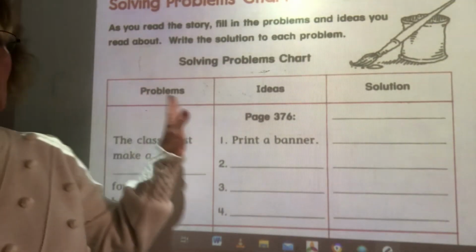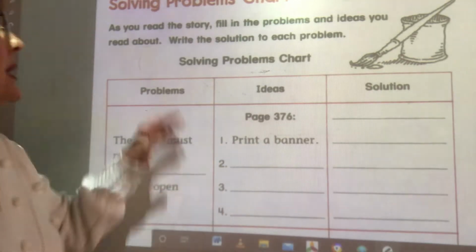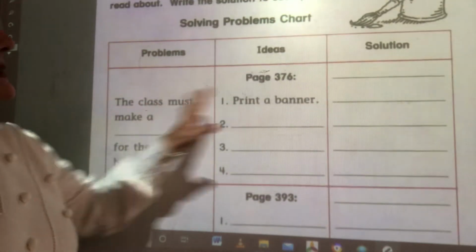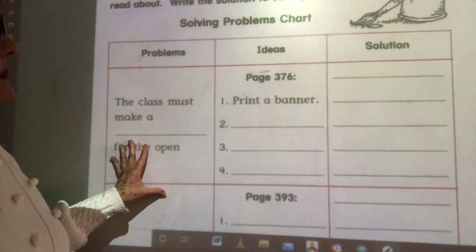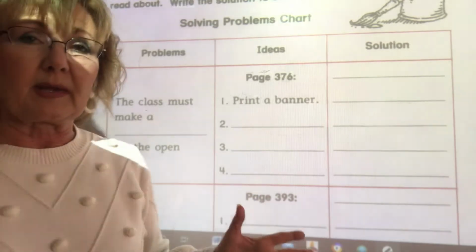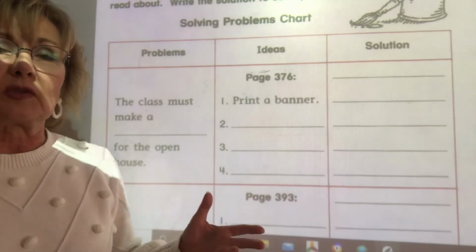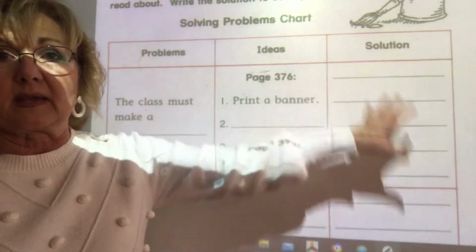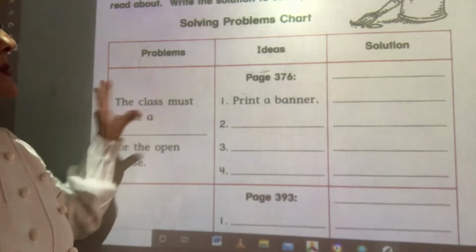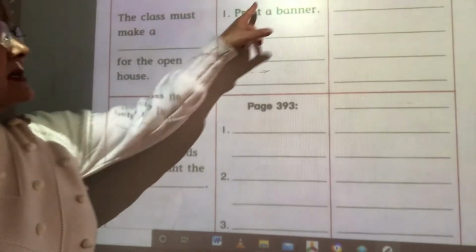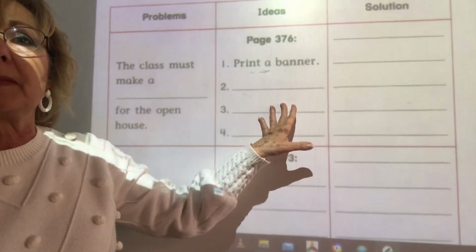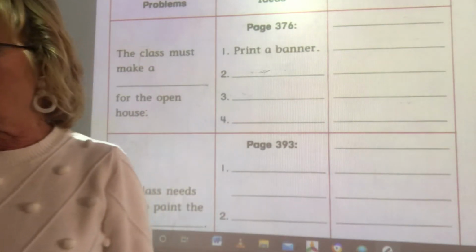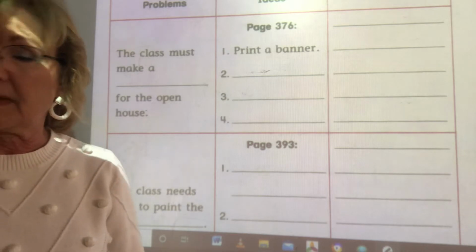It says, as you read the story, we would do that if we were together, fill in the problems and ideas you read about. Write the solutions. So we have a problem. It doesn't have to be something terrible that happens. It's just a situation that you need to figure out how you're going to work it out. And then what ideas the children had, and then how they solved this particular problem. And sometimes they'll give us the page number right there. So you can be on 376 in your book, in your anthology, if you'd like.